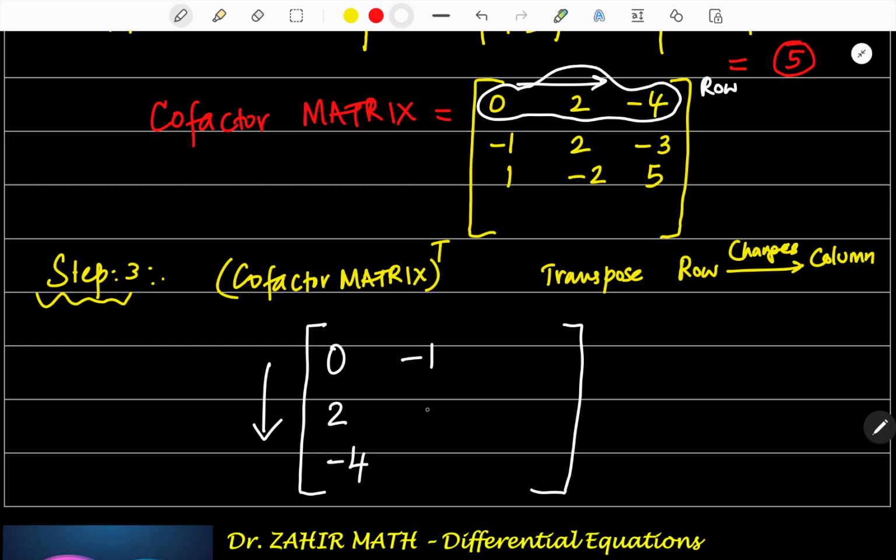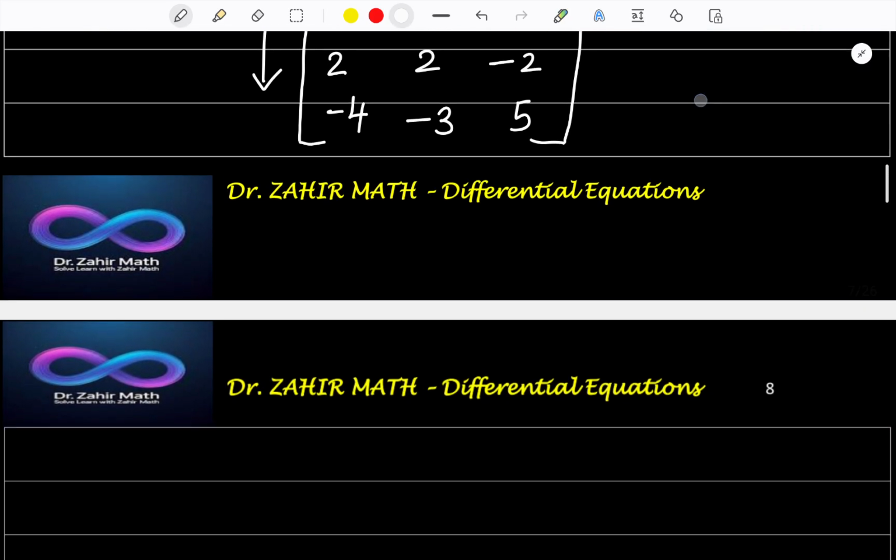Similarly, the next one is minus 1, 2, minus 3. Next is 1, minus 2, 5. Don't change the sign. Only change row to column. Row changes to column. That is very, very important. So: 0, 2, minus 4, minus 1, 2, minus 3, then 1, minus 2, 5. This is your cofactor matrix, right?